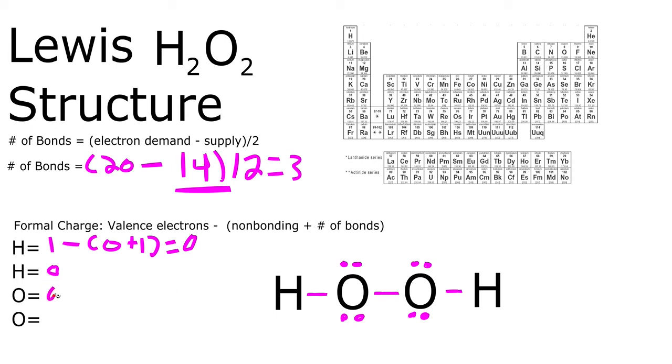So oxygen has 6 valence minus the non-bonding, which is 1, 2, 3, 4, plus the number of bonds. It has 2 single bonds, so that's plus 2. So 6 minus 6 equals 0. So that's the same thing for this one, so it'll be 0 because it has 2 lone pairs and 2 single bonds. That'll just save time. So yeah, that is your Lewis structure for hydrogen peroxide. Hope this video helped.